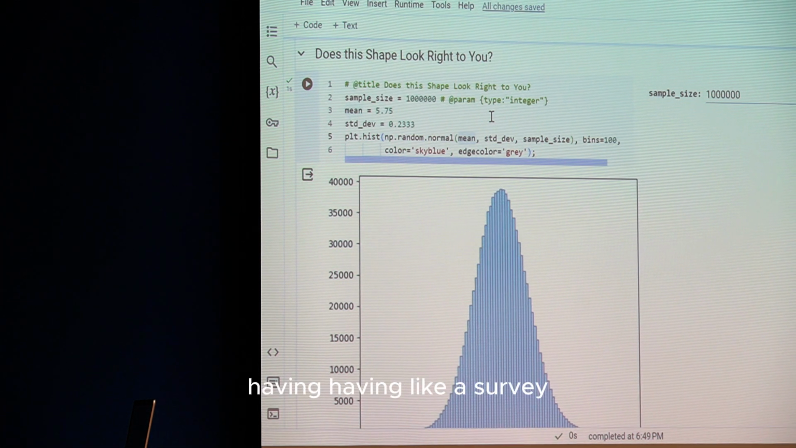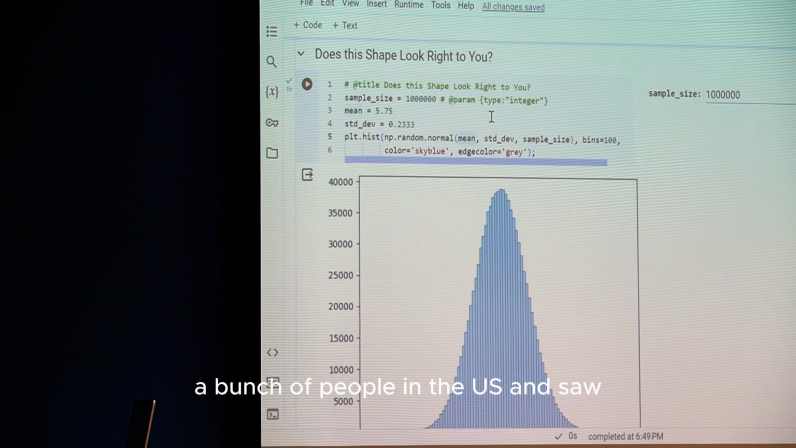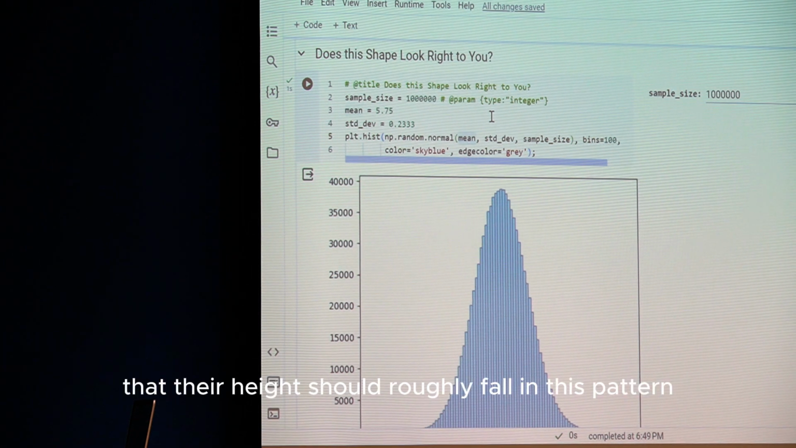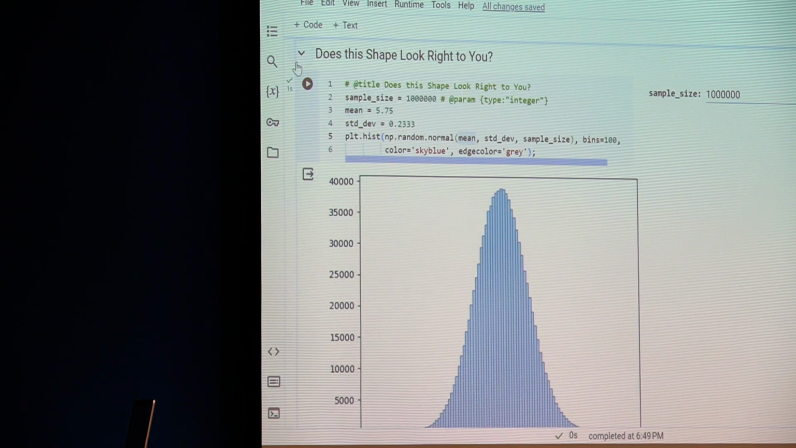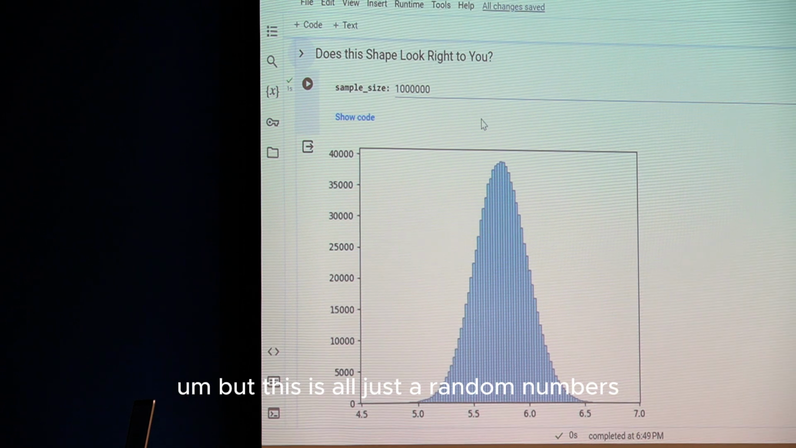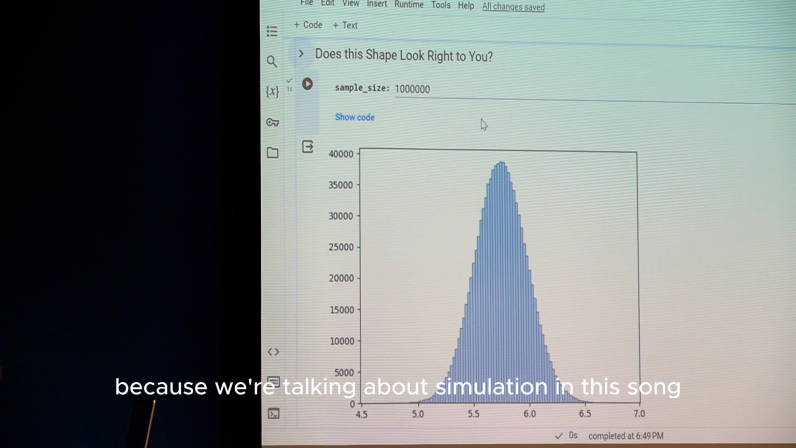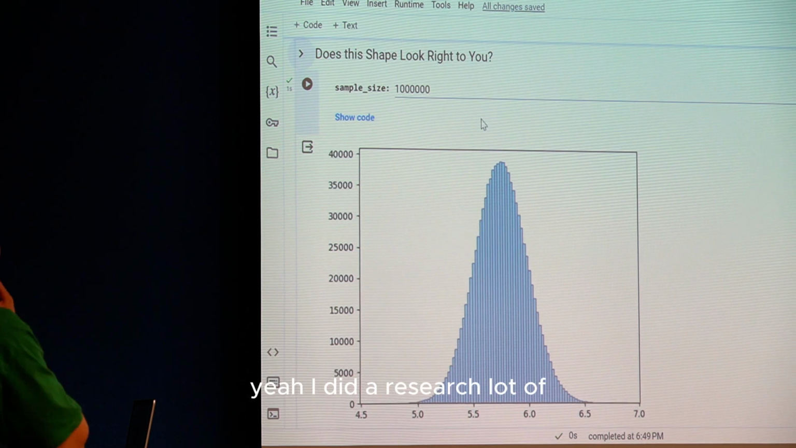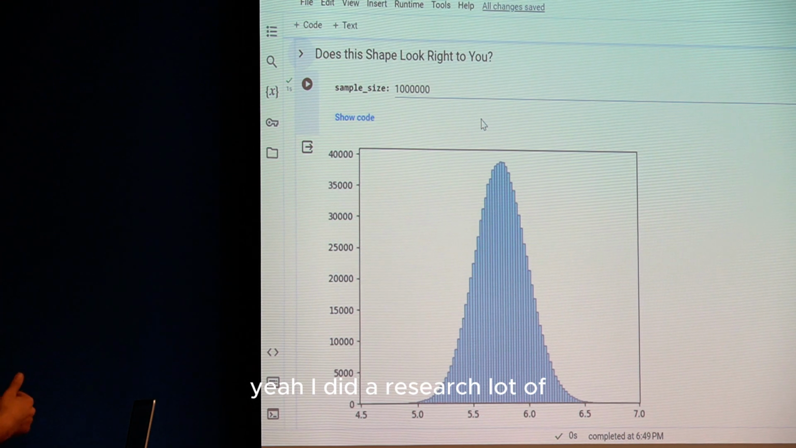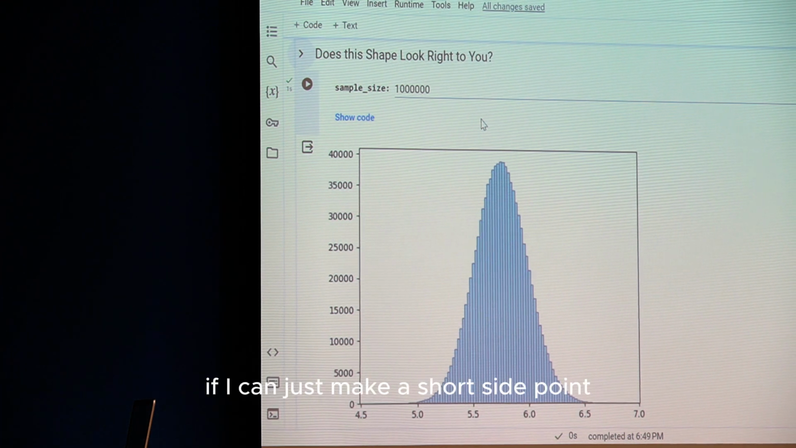Okay. So having surveyed a bunch of people in the U.S. and seen that their heights should roughly fall in this pattern, but this is all just random numbers drawn from the distribution, because we're talking about simulation in this talk. I wish I did the research. I'd love to interview a million people and ask them their heights.